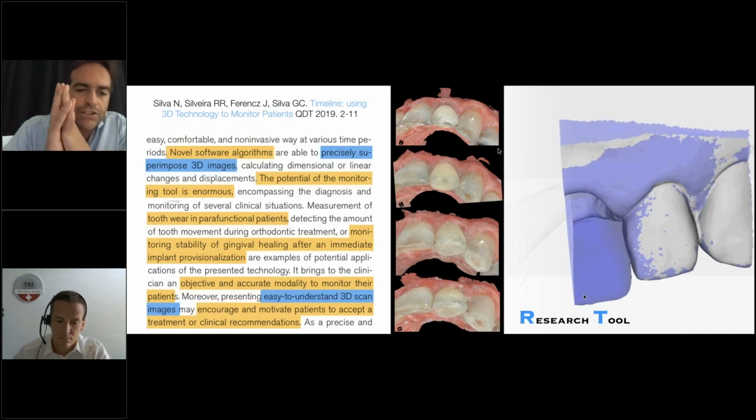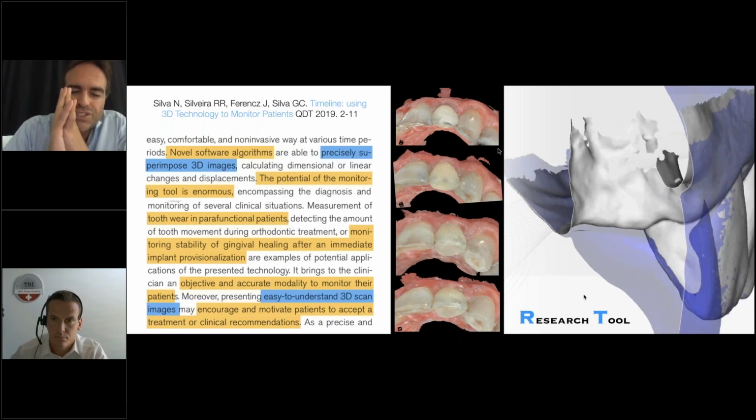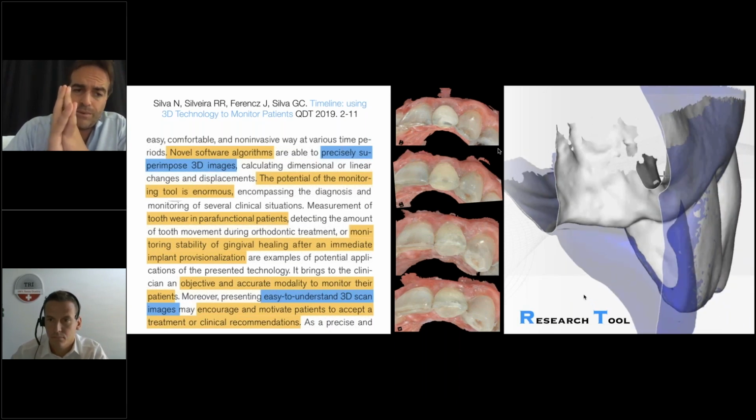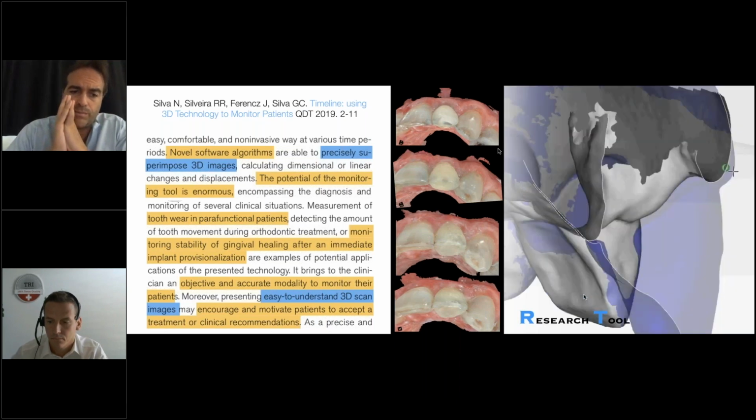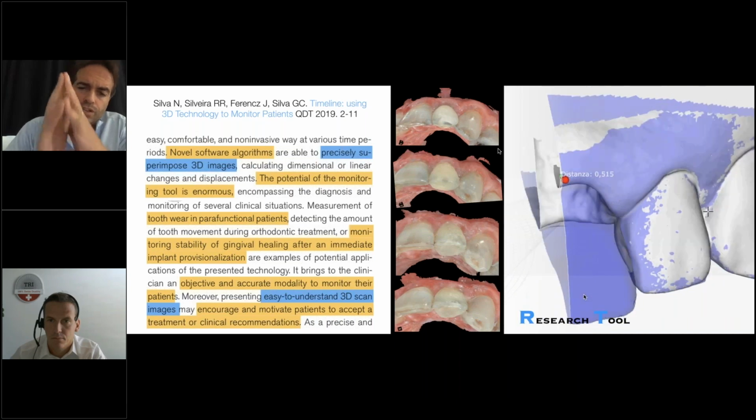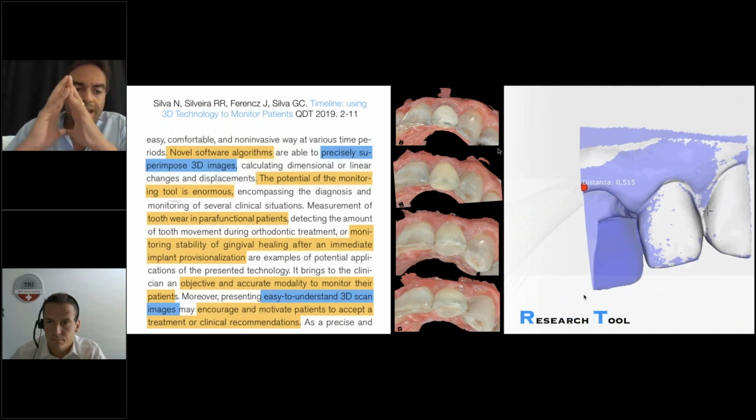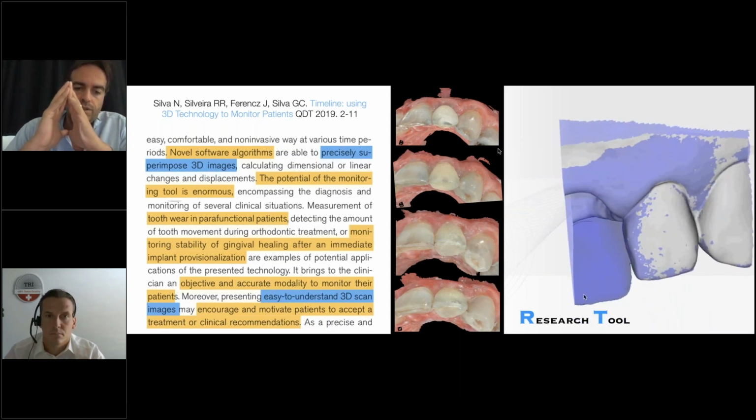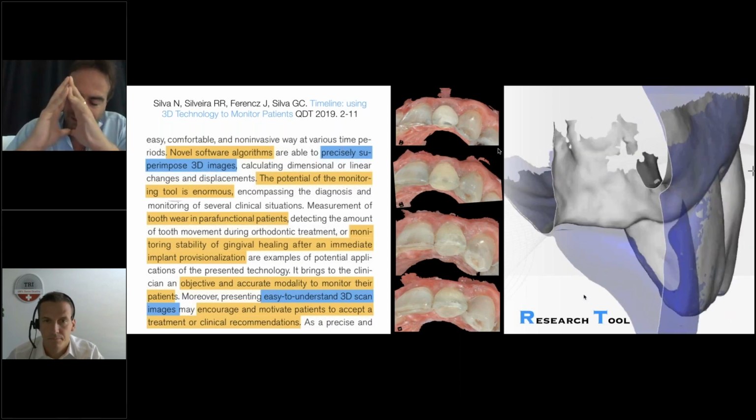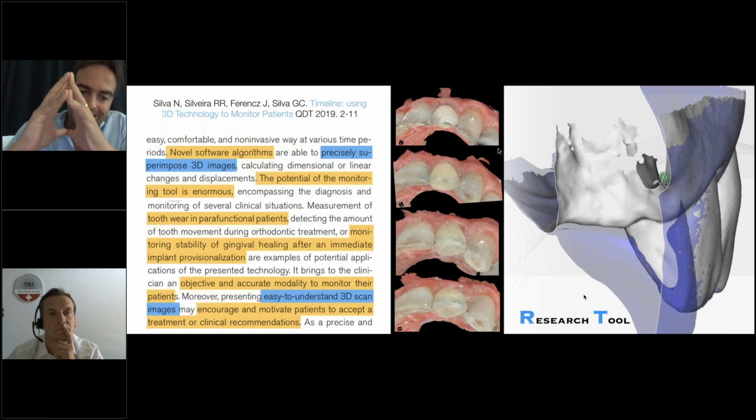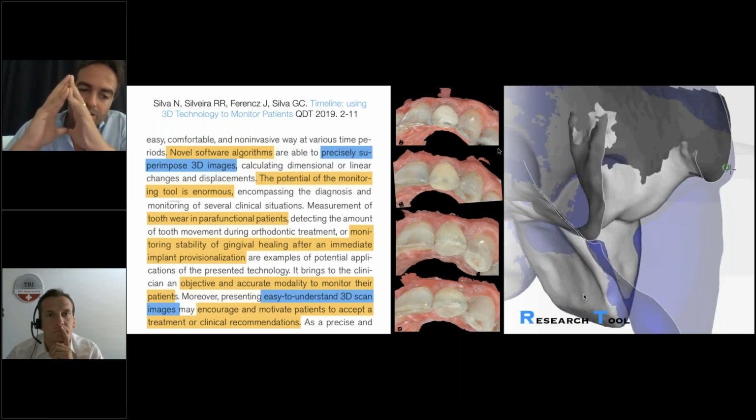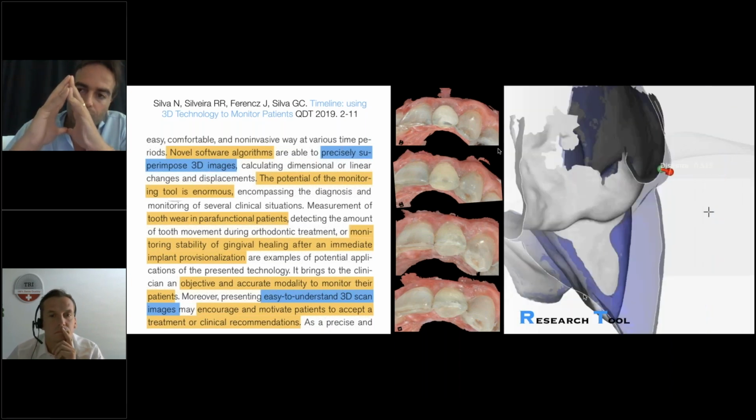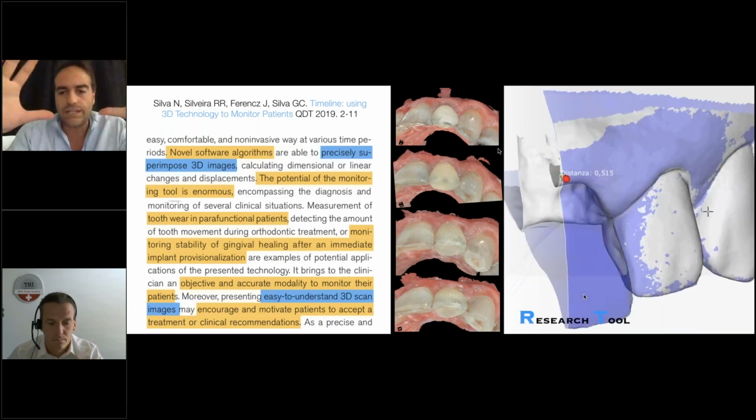And think about the potential of monitoring tools, which is huge, because we can monitor tooth wear in a parafunctional patient, we can monitor the gingival healing after an immediate implant provisionization, as in this case. We can have an objective and accurate modality to treat our patient, and they can understand it. And especially, that's another important thing that you should think about, presenting this to the patient, it's easy to understand. So a lot of advantages with digital dentistry.